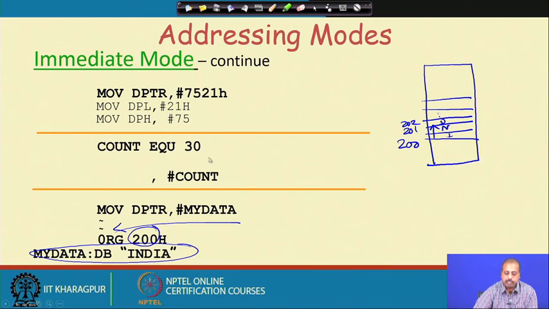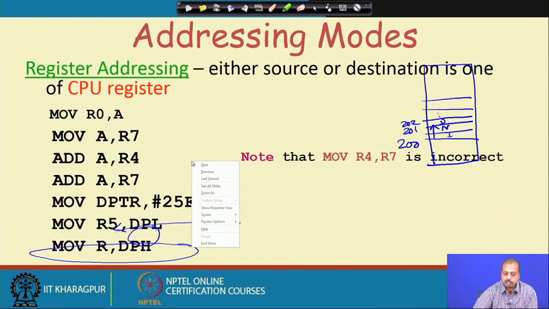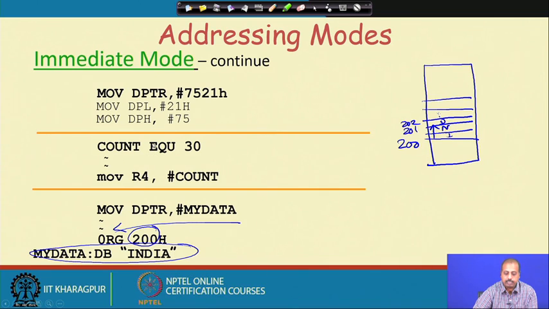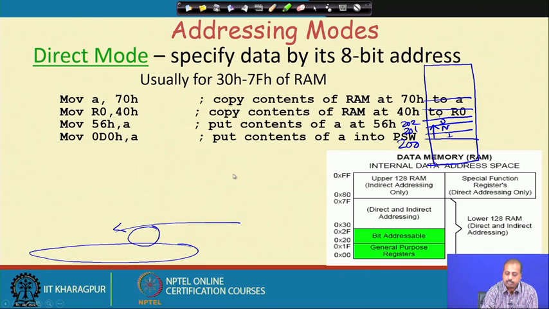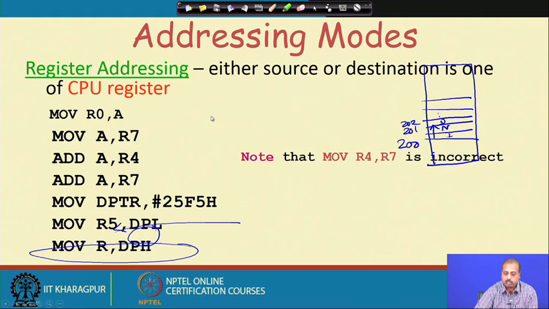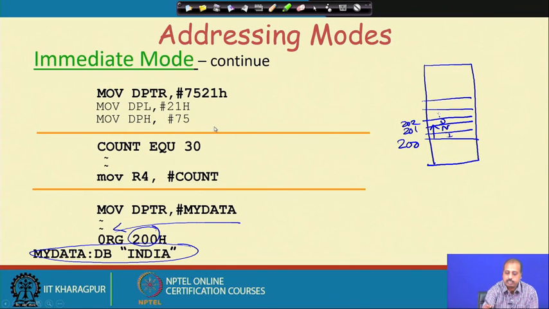And we can also do it like this, this is another way of doing the move instruction, like count EQ 30. EQ is another assembler directive, where I am defining a constant count whose value is equal to 30, and move R4 comma hash count. This is same as the instruction move R4 comma hash 30, okay, the same as this.